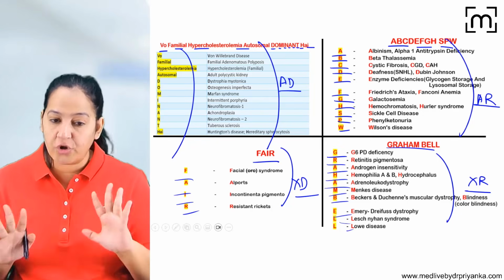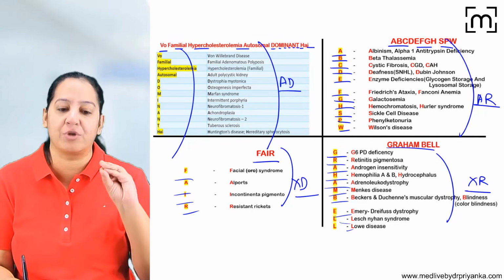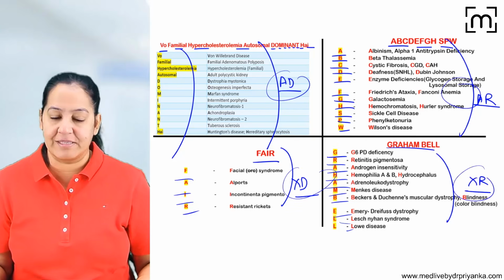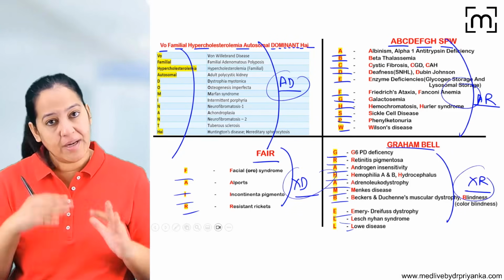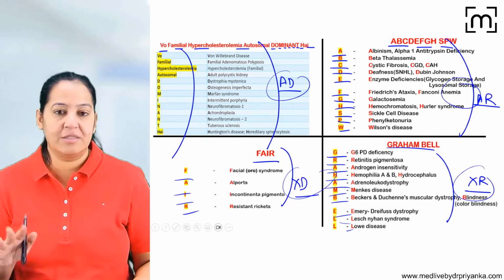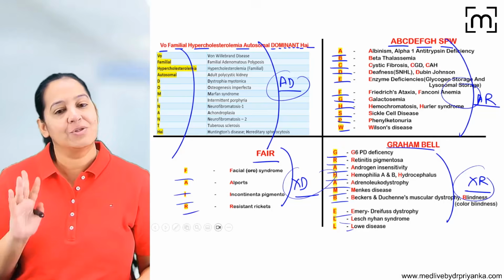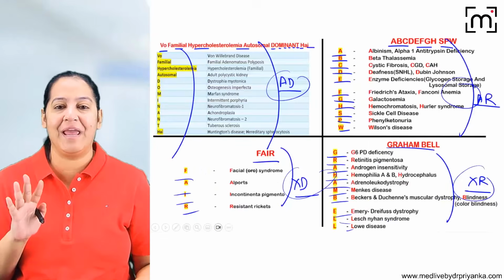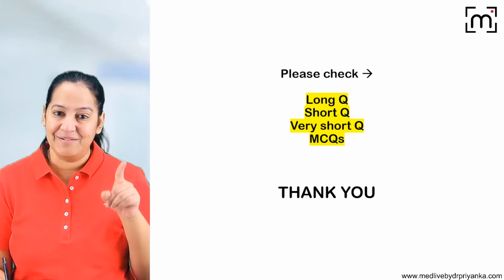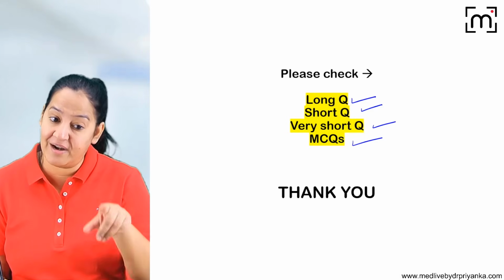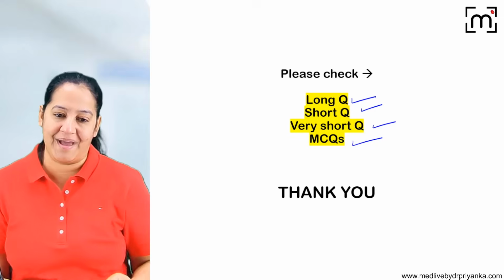You get a short or very short question: write four examples or five examples of autosomal dominant, autosomal recessive, X-linked dominant, X-linked recessive. So you should be able to enumerate. Or else you will get MCQs on that, such as which of the following shows autosomal dominant inheritance, autosomal recessive likewise. So I guess we are done. You should be able to fill this table and have a look at all long questions, short questions, very short questions and MCQs of this topic, particularly given in the notes section and question bank section.